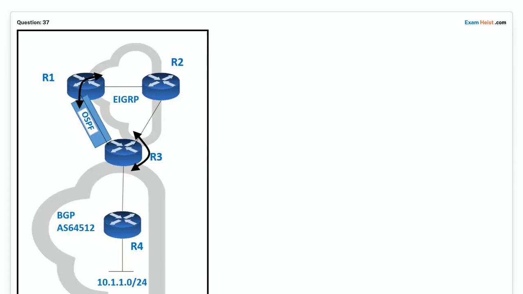Question 37. Refer to the exhibit. Routing protocols are mutually redistributed on R3 and R1. Users report intermittent connectivity to services hosted on the 10.1.1.0/24 prefix. Significant routing update changes are noticed on R3 when the show ip route profile command is run. How must the services be stabilized?